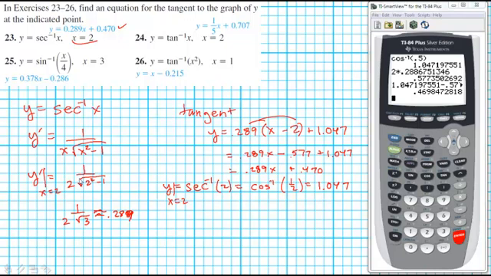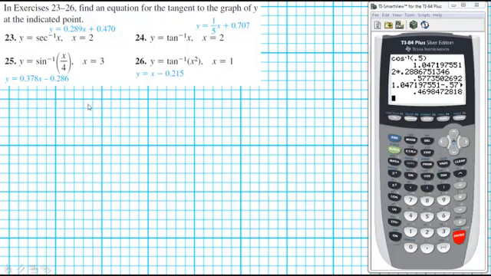Let's do number 25 then. In number 25, we should have an easier time of this. There's our equation. y is equal to the inverse sine of x over 4. y prime, therefore, is going to be 1 over the square root of 1 minus x over 4 quantity squared, and then on top of that we have a chain rule of 1/4, or 1 over 4 times the square root of 1 minus x squared over 16.